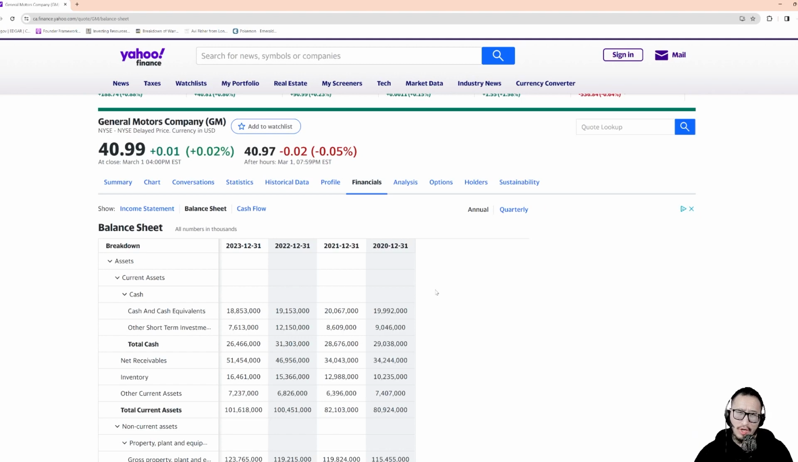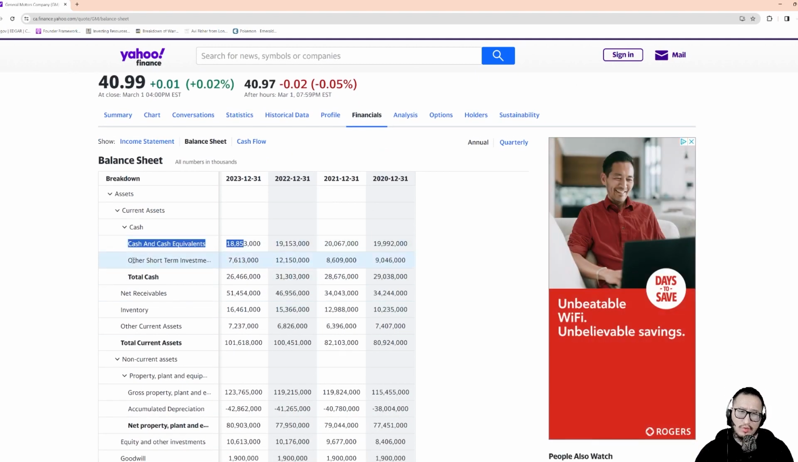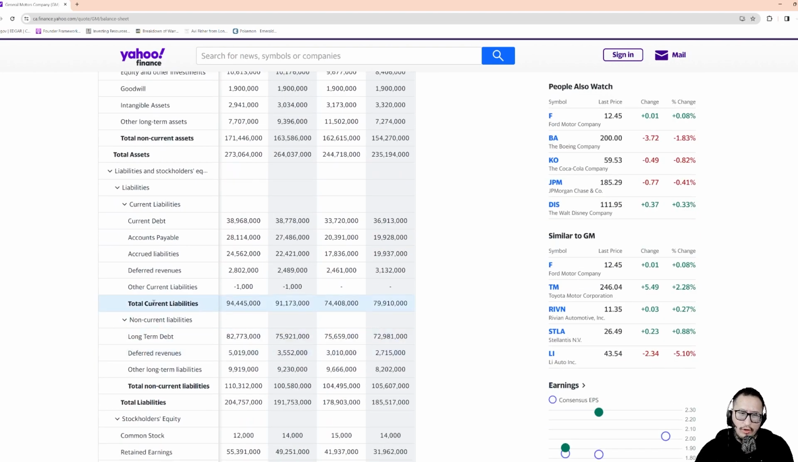Now, if we look at General Motors' balance sheet and we do the same thing, and we look at cash and cash equivalents as well as short-term investments, this adds up to about $26 billion or so, $26.5 billion. And if we compare that to General Motors' current liabilities, let's take a look here. Oh dear, current liabilities is about $94 billion. Wow. So they have definitely not enough cash and short-term investments on the spot to be able to pay off all their obligations within that first year.